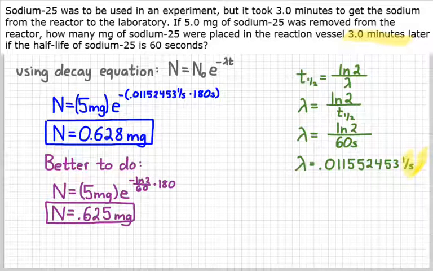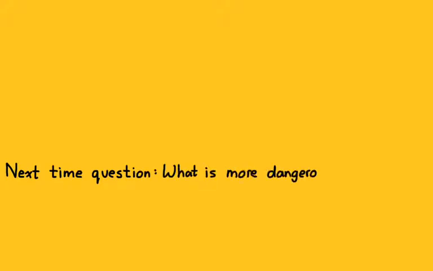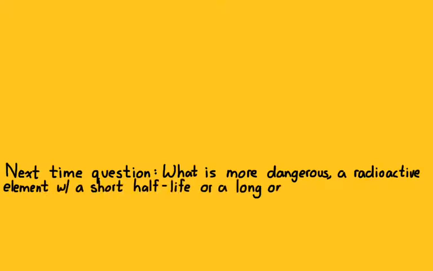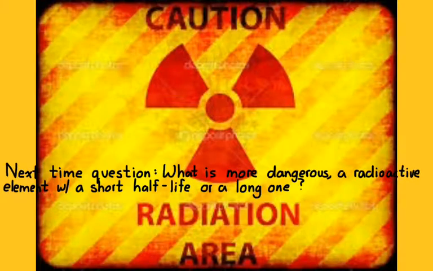So that showed you 2 ways of approaching a problem like that. So here's our next time question. What is more dangerous to you as a person, being near a radioactive element with a short half-life, or being next to one with a long half-life? So that's a question to think about and ponder, maybe even jot down something about your pondering, and we'll discuss a little bit more in class.